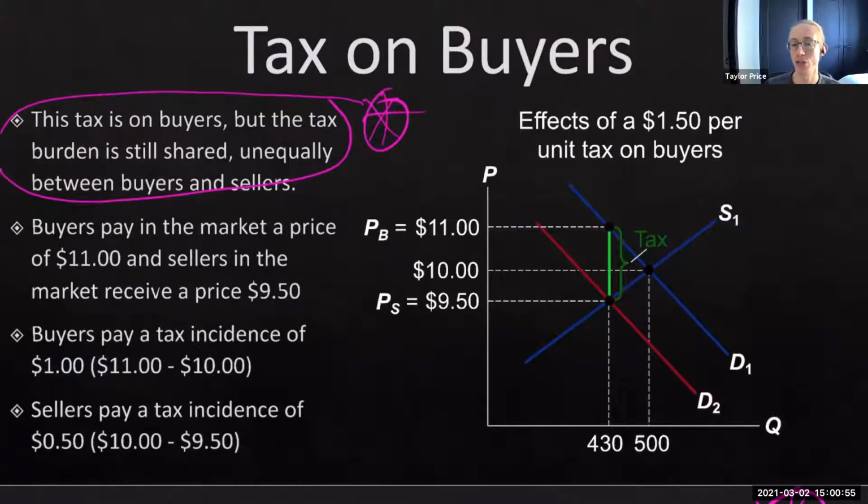In that question, what they were trying to get you to think about though was that if the tax is on buyers or sellers, that doesn't matter, because the thing that matters about the taxation instance, or who is paying more of the tax, is all about the elasticity of the supply and demand curve.